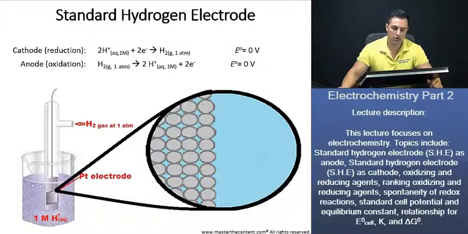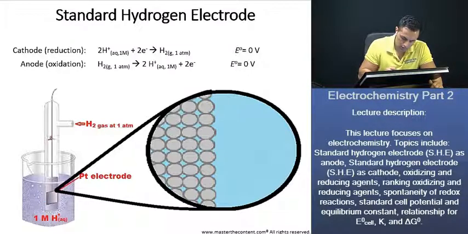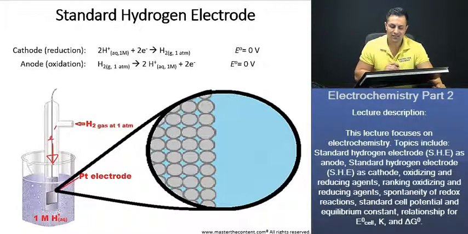That platinum electrode is actually going to be inert, and although it's inert, it still serves 2 very important functions. First, it's going to be an electron conductor. Secondly, the surface of it is where our hydrogen ions are going to be reduced, and the surface is where our hydrogen gas is going to be oxidized.